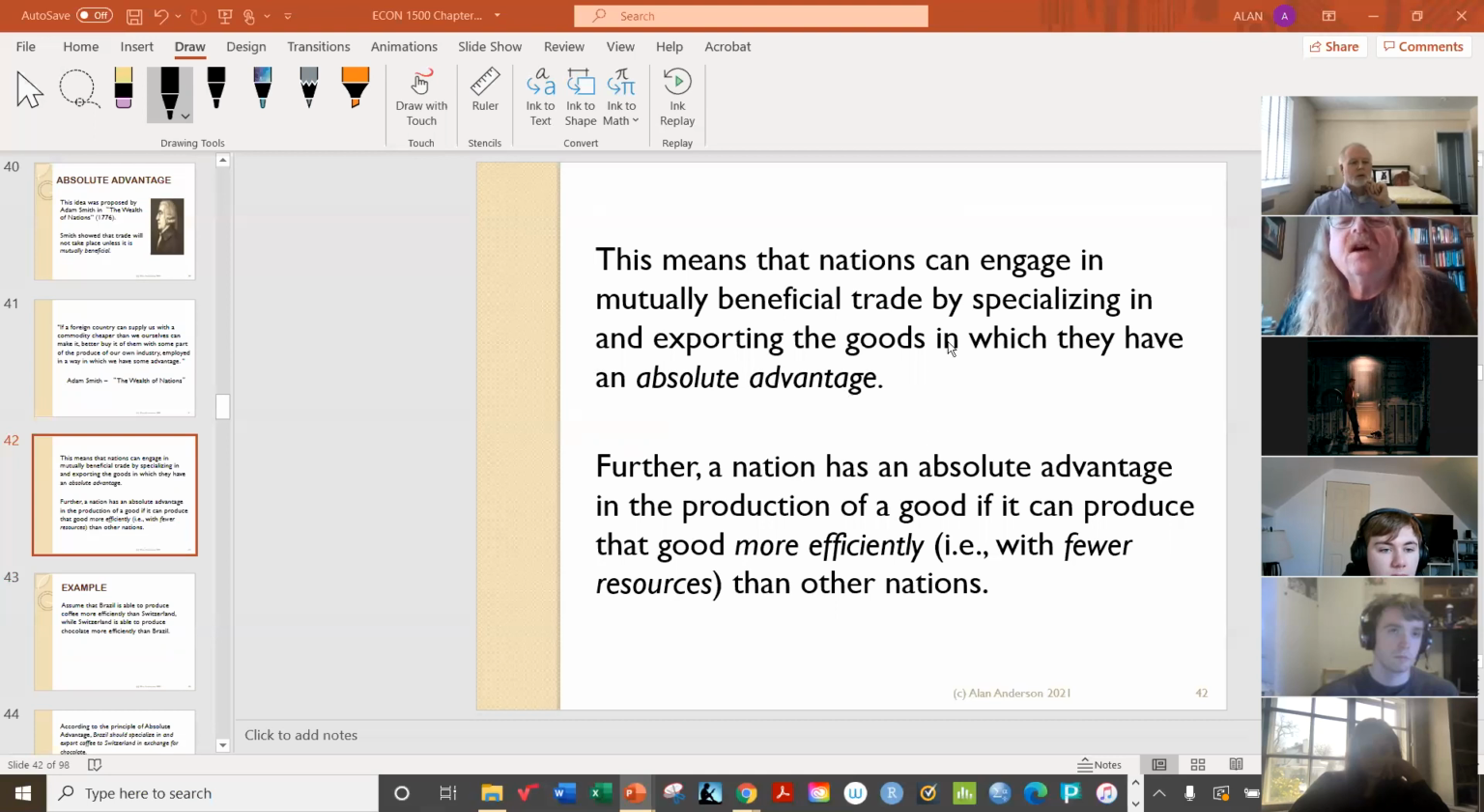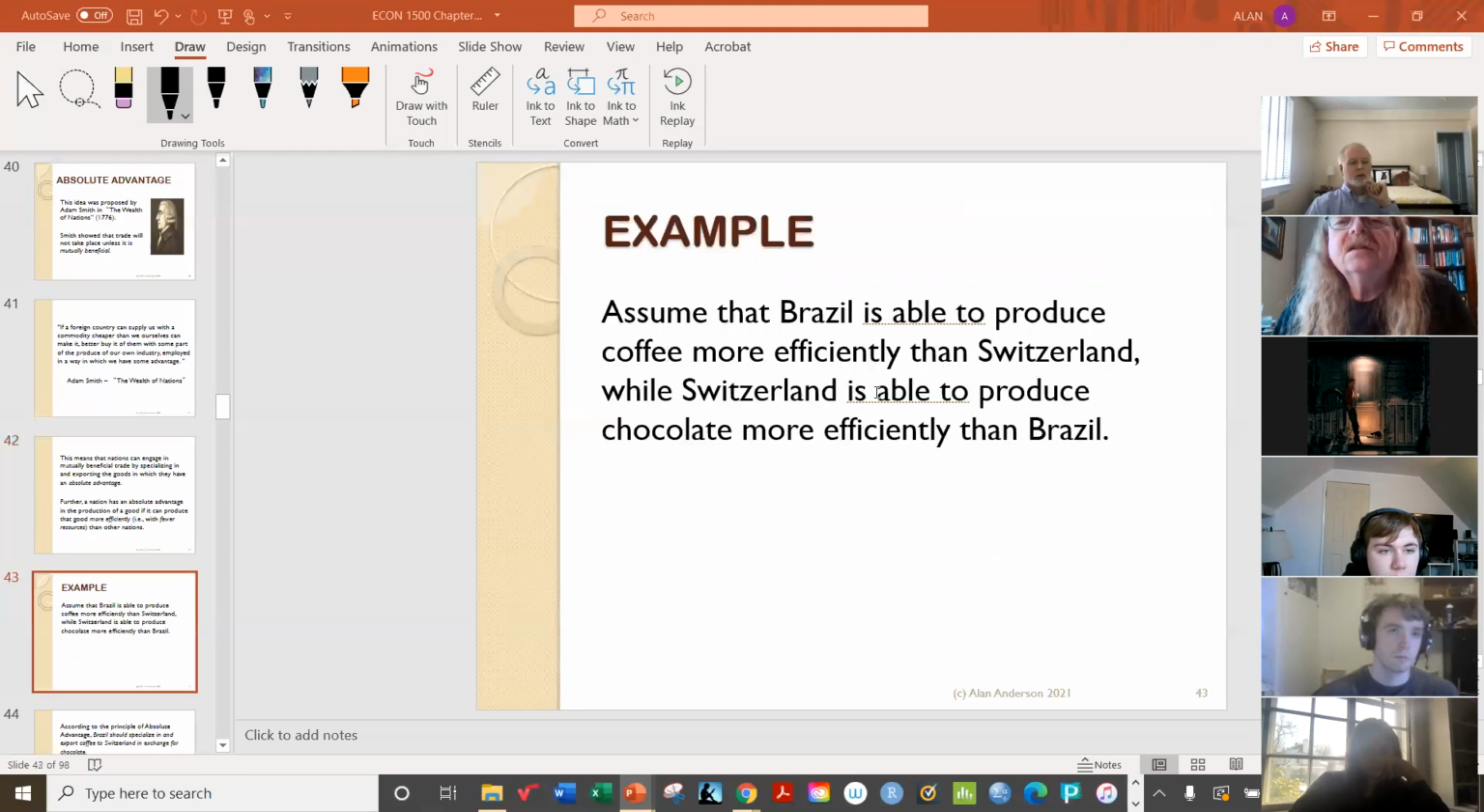Then we have David Ricardo, who comes along and refines this notion. Before we do that, let's assume that Brazil is able to produce coffee more efficiently than Switzerland, and of course they are because their soil is so much better suited for it, as is the weather, but Switzerland is able to produce chocolate more efficiently than Brazil.